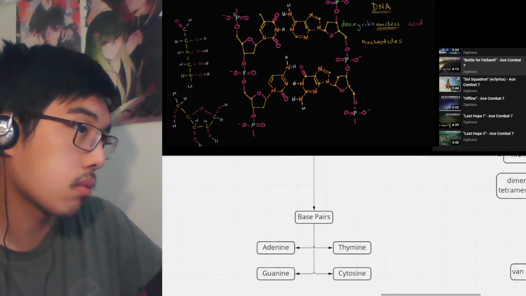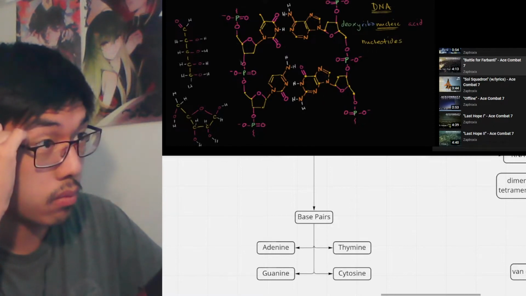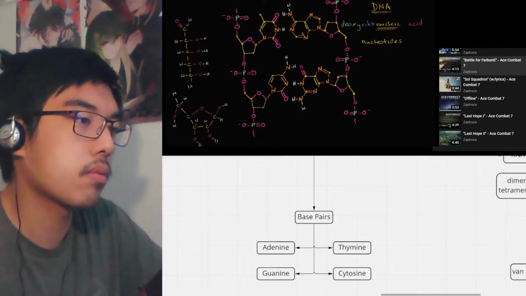So you can view this side right over here as, I guess you could say, the backbone of one side of the ladder. This is the other side of the ladder. And then each of these bridges, and I will talk about what molecules these are, are kind of the rungs of a ladder.